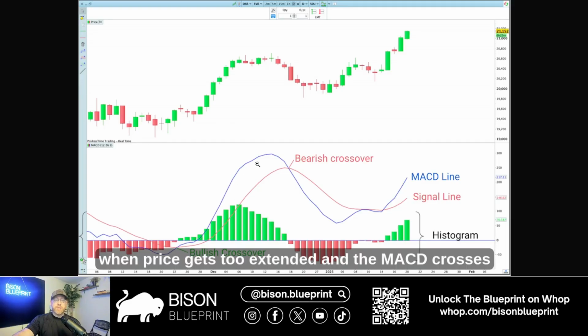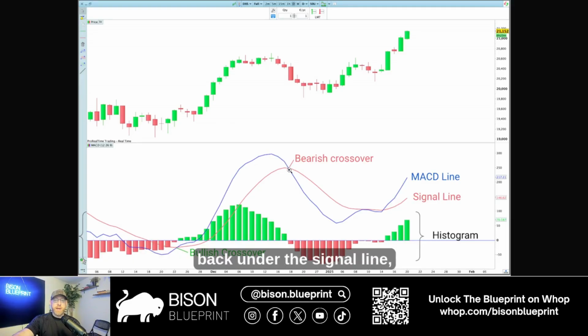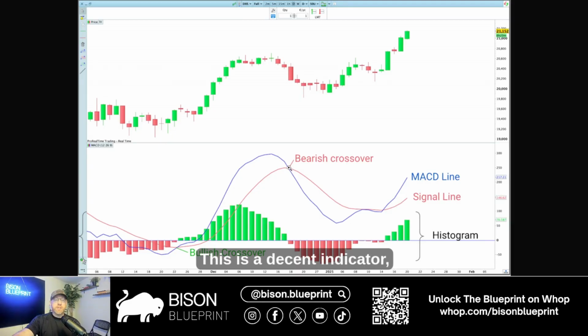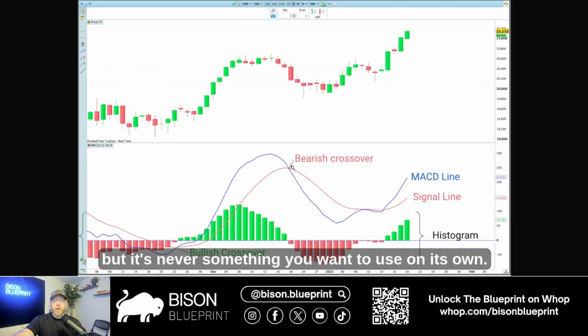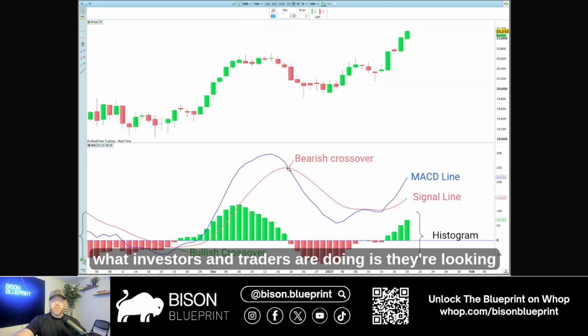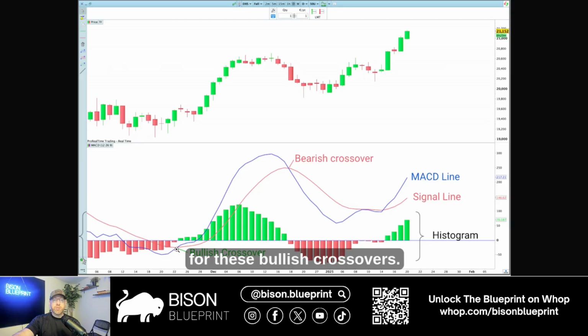Now, when price gets too extended and the MACD crosses back under the signal line, you have a bearish crossover and you can expect some bearish price action. This is a decent indicator, but it's never something you want to use on its own. Typically, what investors and traders are doing is they're looking for these bullish crossovers. That's a decent indicator, but we're going to learn how to pair this with other indicators and find out that there's actually a much better way to use the MACD for better signals.